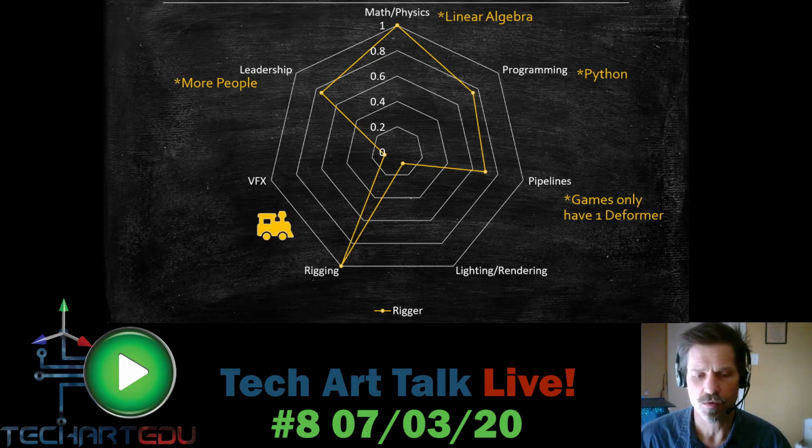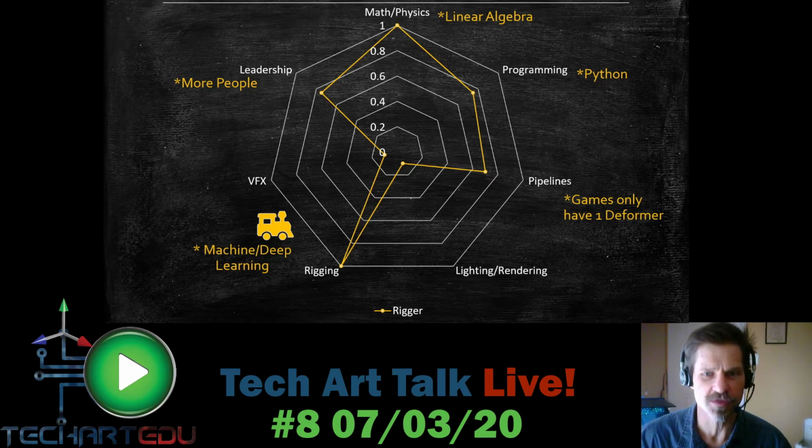Oh, look what just landed here. It's coming down on us. Machine deep learning. You riggers are going to get hit by this first. You're going to be hit by this steam locomotive, and it's got your name right on it. The future of rigging is entirely deep learning and machine learning. Your future is going to be about teaching procedural and automated systems how to create rigs that look real. That's your future.